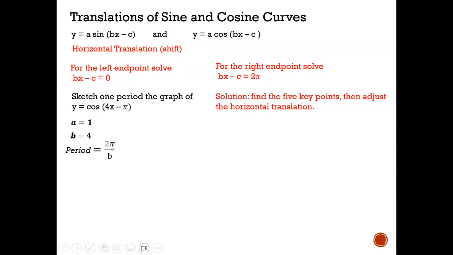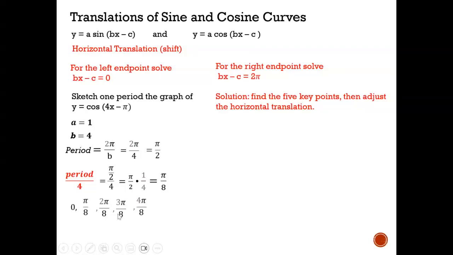So my period is 2 pi over 4, which will give us pi over 2. So we're going to count by pi over 2. First, to get the fourth point, we divide pi over 2 by 4, which will give us pi over 8. So we're going to count by pi over 8. We start with 0, pi over 8, 2 pi over 8, 3 pi over 8, and 4 pi over 8.